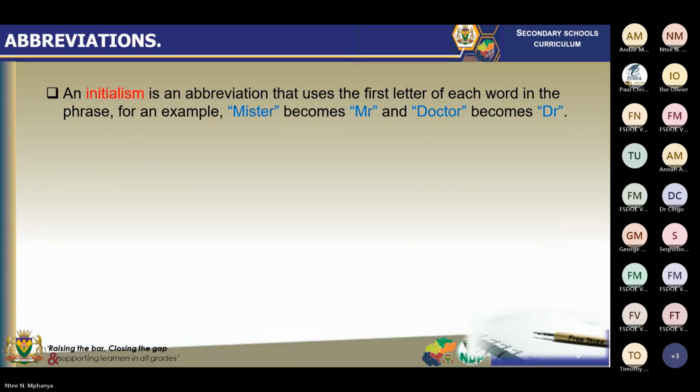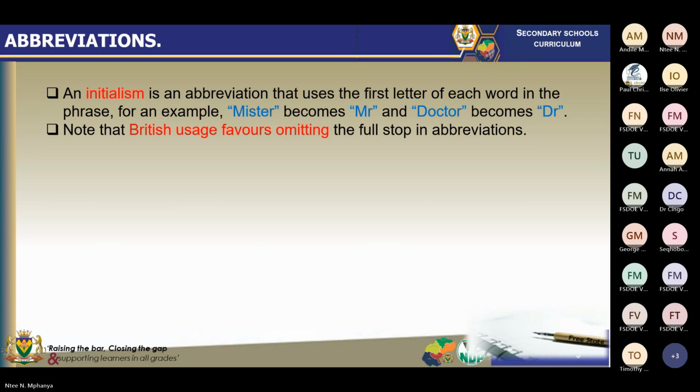And initialism. It is an abbreviation that uses the first letter of each word in the phrase. For an example, Mr. becomes MR and doctor becomes DR. Note that British usage favors omitting the full stop in abbreviations. So every time when you see Mr. with a full stop after the R, remember that is an American usage. We in South Africa use British English.